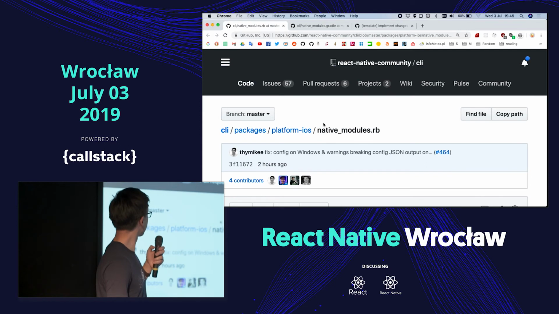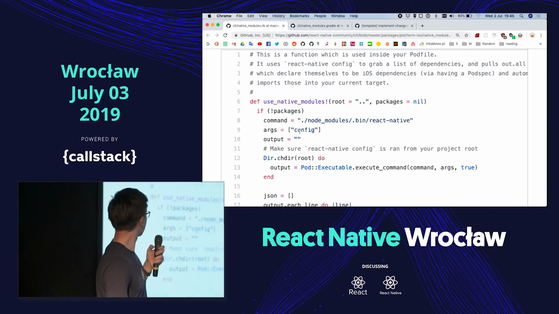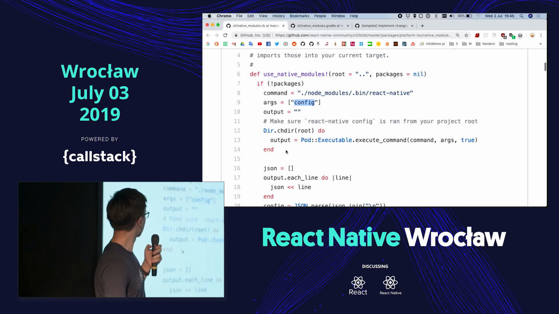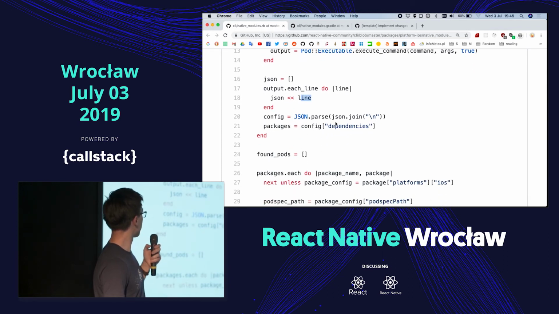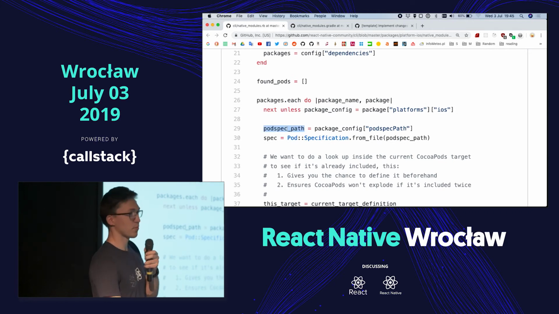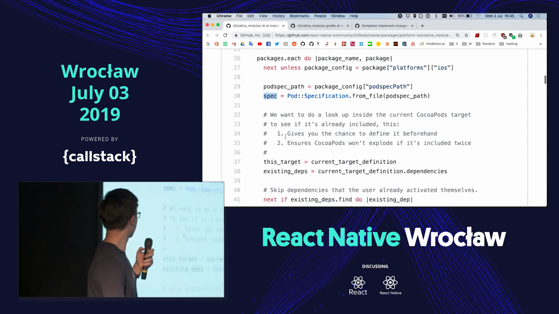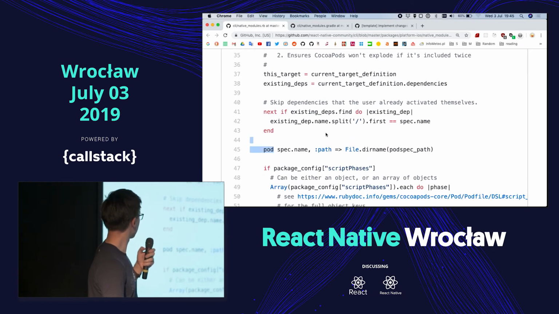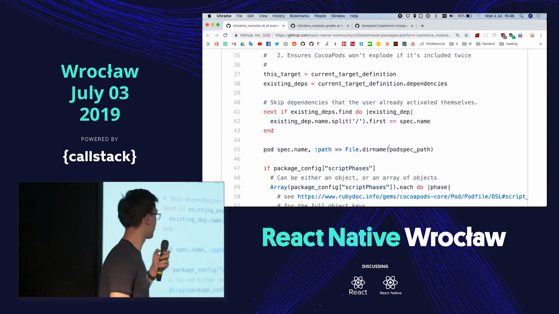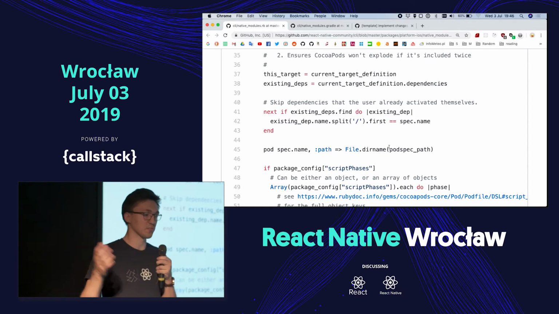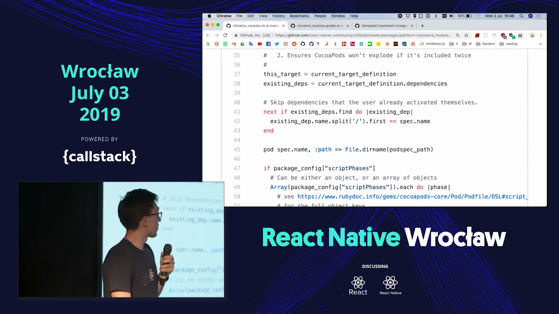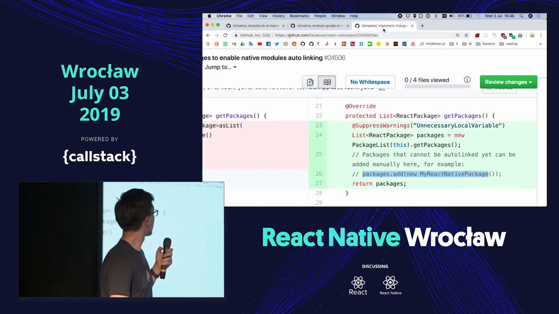What about the iOS version? It's simpler. You can see that this iOS version calls the config command. It does it in the root directory, reads the JSON, checks the dependencies, and based on that, and on this pod spec, which is like a definition for the iOS native project config, it creates the spec from the file. The most important thing is this: the pod name of our dependency and the path to the pod spec. That's it. That makes CocoaPods know where our native dependencies are, and it does its magic in the created workspace.